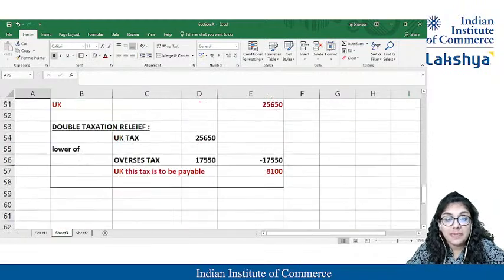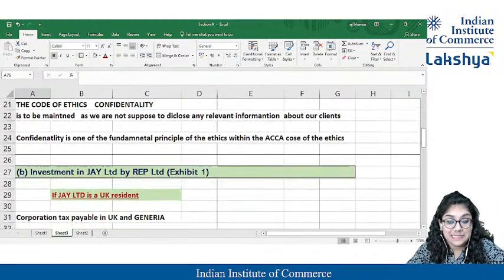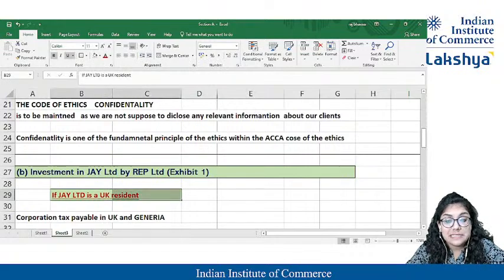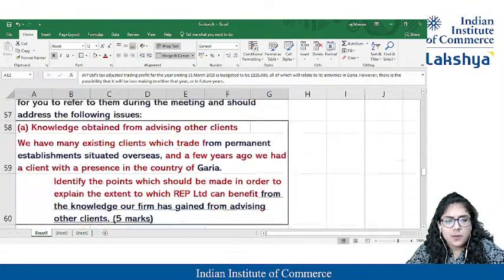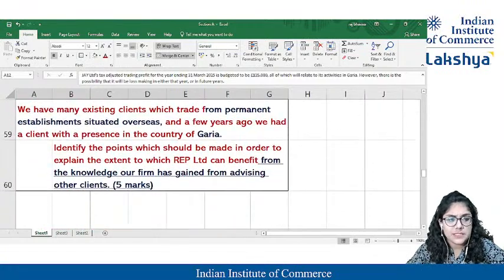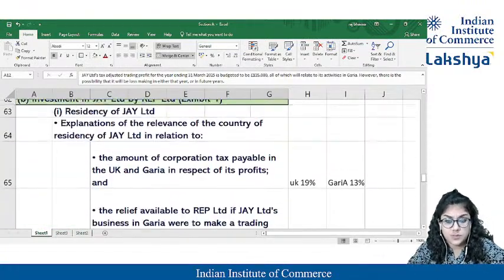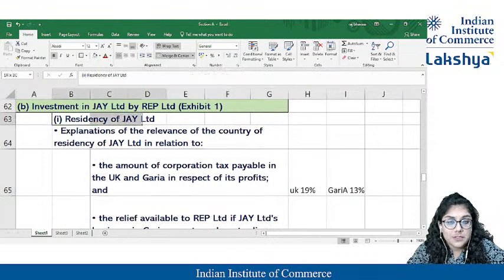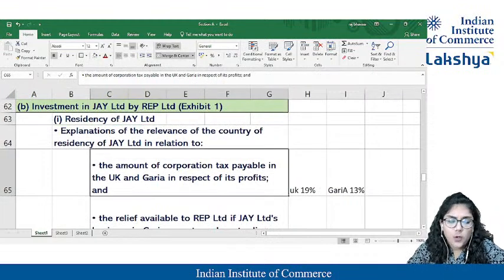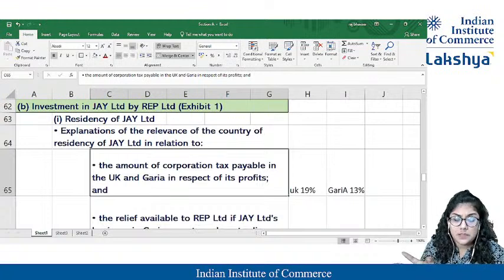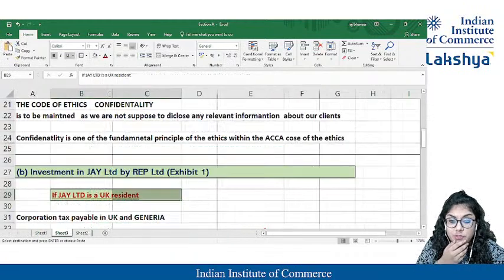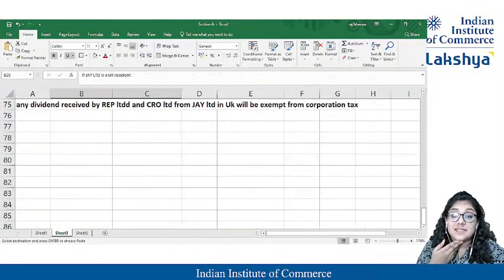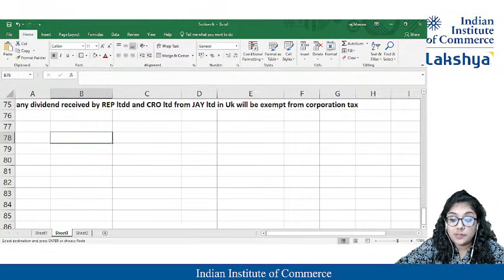Students, after writing this, which answer is satisfied? Only if Jai is a resident or not a resident. If you check the question now, is it only this much asked in the question or something else also they wanted us to ask? So what we ended up, we have shown the amount of the corporate tax paid and payable in UK and Nigeria in respect to the profits. Oh, ma'am, what about the reliefs available? Yes, guys. We are supposed to mention about the reliefs also.